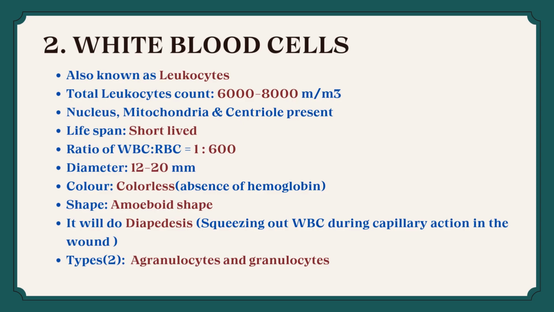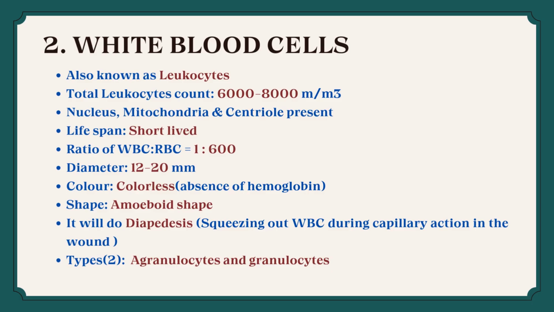WBC, white blood cells, is also known as leukocytes. The total leukocyte count is about 6,000 to 8,000 per mm3. It uses aerobic respiration as it contains a nucleus, mitochondria and centriole. The lifespan of WBC is very short-lived. The ratio of WBC to RBC in blood is 1:600.